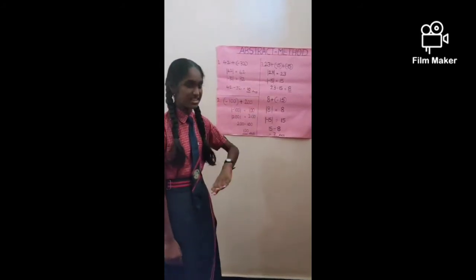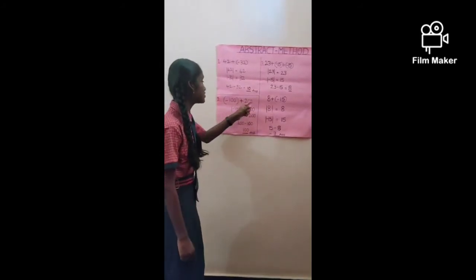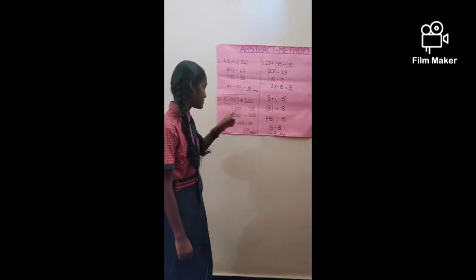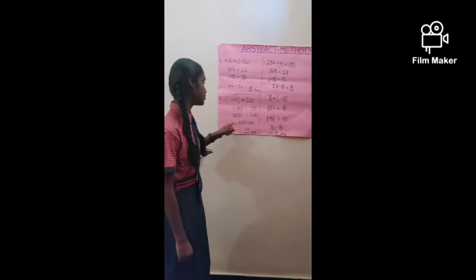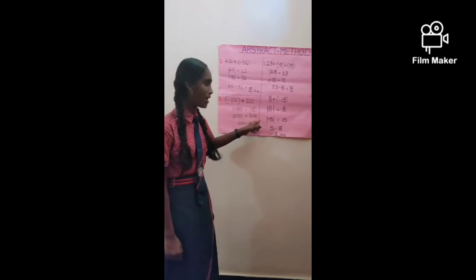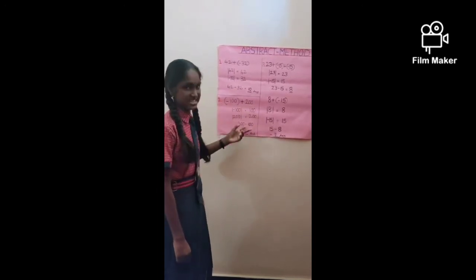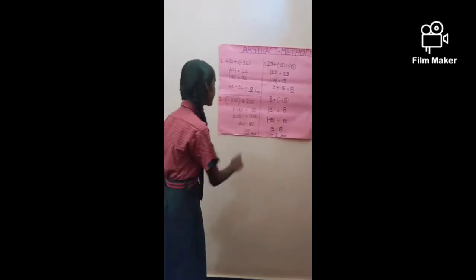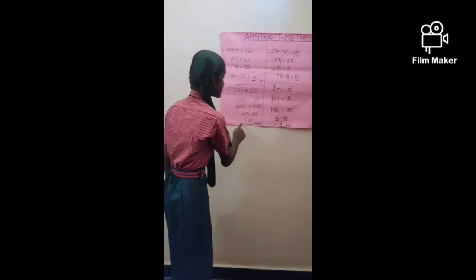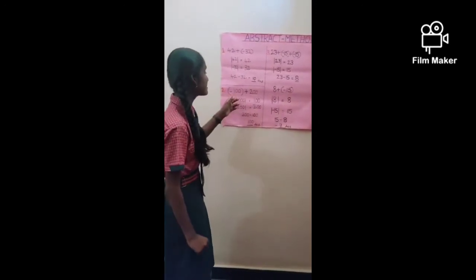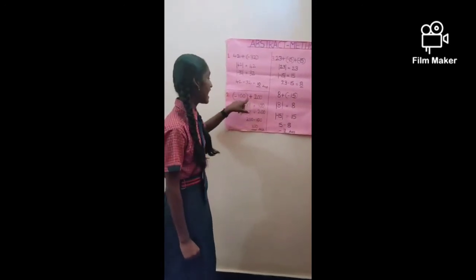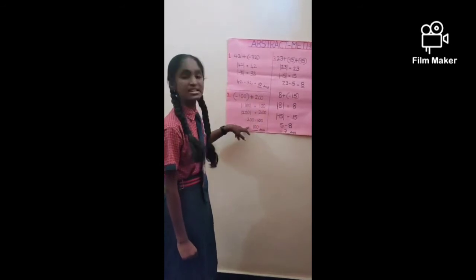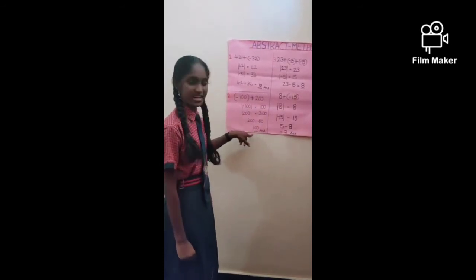Let's find another one. Negative 100 plus 200. The absolute value of negative 100 is 100. The absolute value of 200 is 200. So they both have different signs. That's why we should do subtraction. So 200 minus 100 is equal to 100. In this, 200 is the larger integer. It has a positive sign. That's why we should keep positive. So positive 100 is the answer.